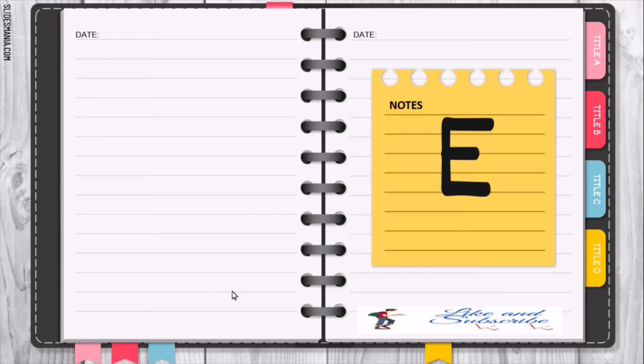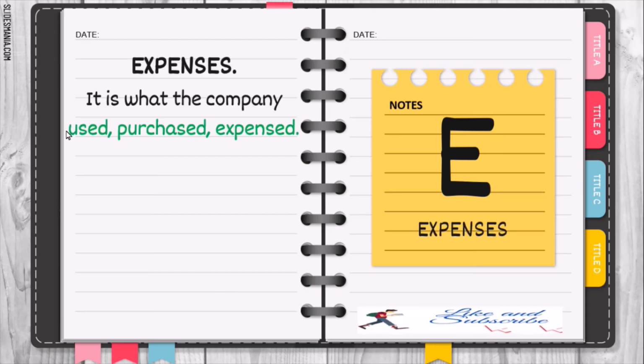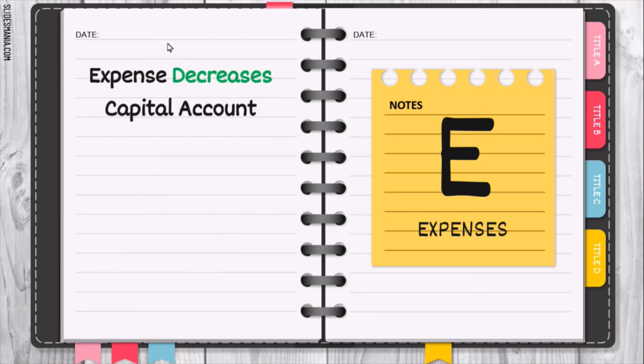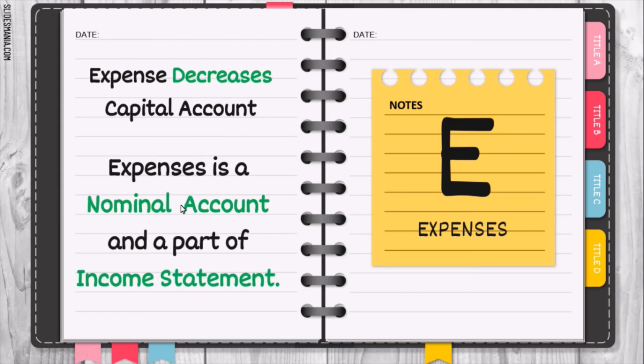Next we have the E, or the expenses or expenditure. Expenses are what the company uses, purchases, or spends. The original entry of expense is a debit. So expenses decrease the capital account. Expenses are a nominal account and part of the income statement. Being a nominal account means that at the end of the year it will bring back a zero balance.